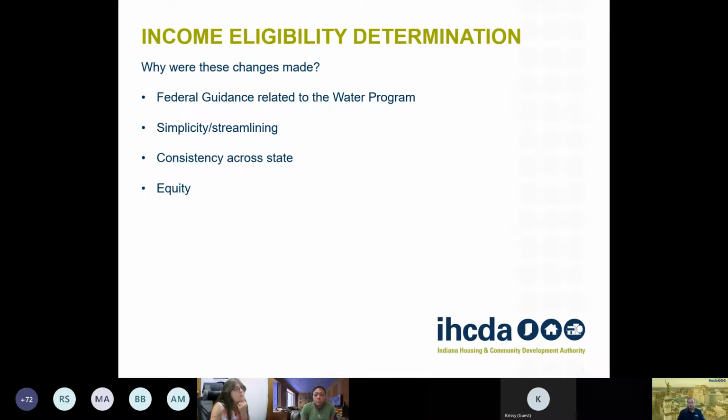We wanted to simplify and streamline our practices and policies as a state. We wanted to ensure that everything was consistent across the state, that someone who was applying in Marion County could expect the same thing in Monroe County, in Lake County, in anywhere in the state. We wanted there to be more consistency, and we also wanted equity between all of the applicants in the state.